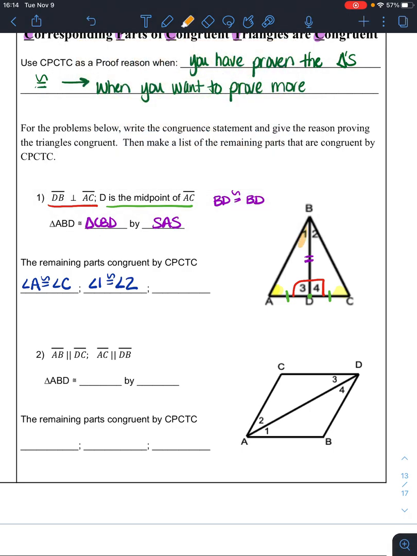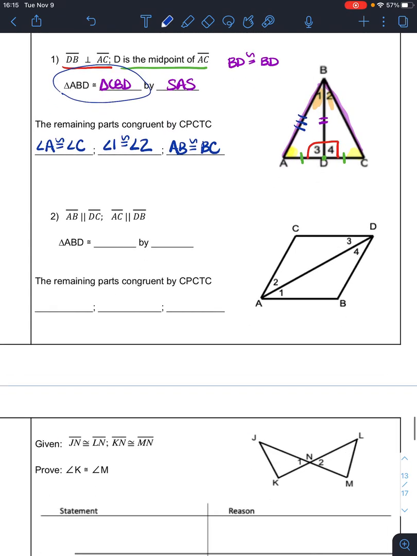Okay, so I can also say this right here. I can say 1 is congruent to 2. And then my third thing that I can say is that AB is congruent to BC. So now I have all 3, right? I have all 3 sides labeled. I have all 3 angles labeled because corresponding parts like A and C, 1 and 2, AB and BC, of congruent triangles, these 2 triangles here, are congruent. That's what CPCTC is useful for.